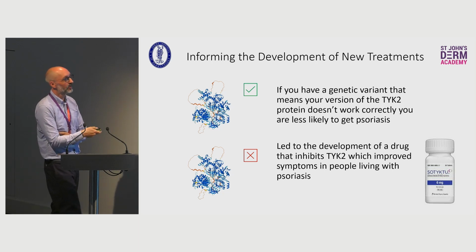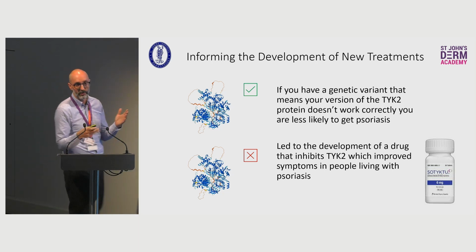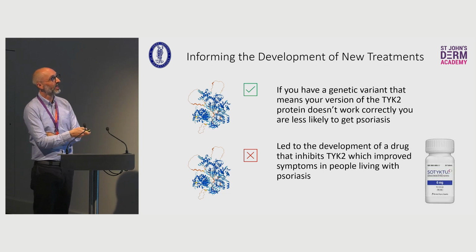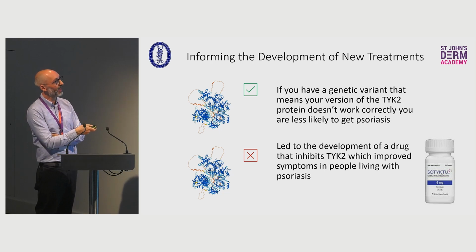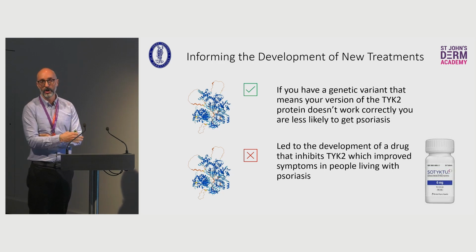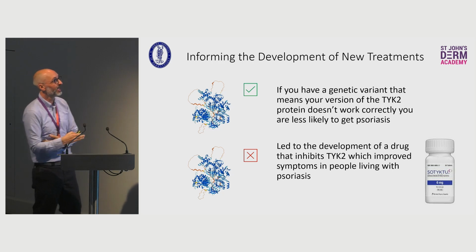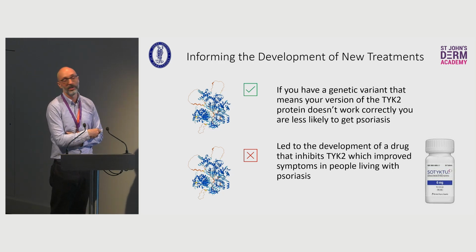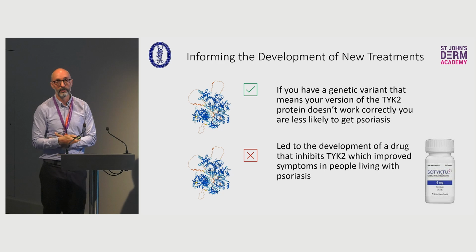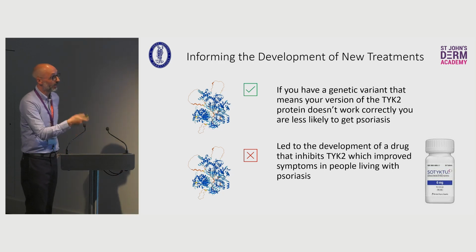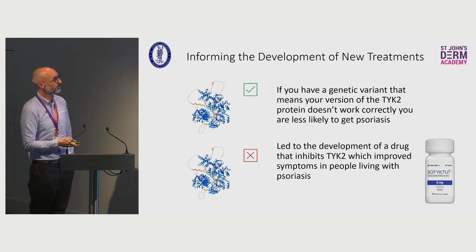So this led Bristol Myers Squibb, a pharmaceutical company, to develop a drug that mimics the effect of this genetic variant that makes you less likely to get psoriasis. They developed a small molecule that inhibits TYK2, and this has now been shown in clinical trials to be effective in improving symptoms of people living with psoriasis, and has now been approved and is being prescribed.